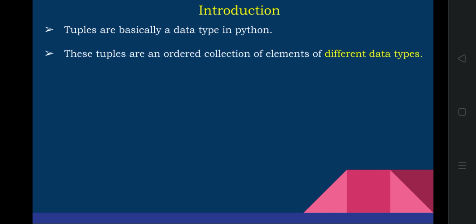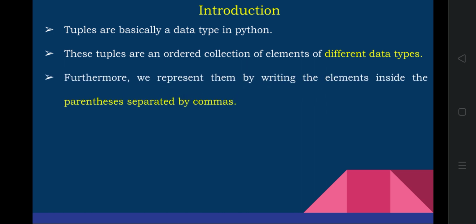This tuple is an ordered collection of elements of different data types. That means we can just assign a variable and we can put different types of data in a tuple. That is the concept of different data types can be assigned as a tuple. And then furthermore we represent them by writing the elements inside the parentheses separated by commas. That means we can write the tuple as a set of data differentiated by commas, and they are put within the brackets, normal brackets, parentheses.